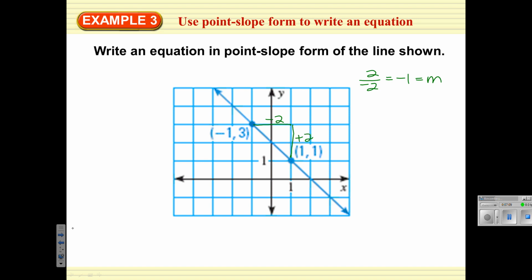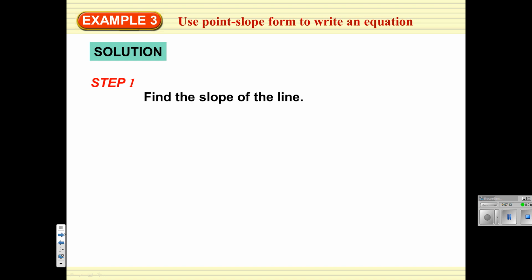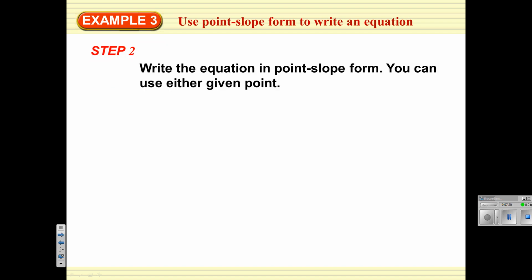The notes here are going to show you to use y sub 2 minus y sub 1 over x sub 2 minus x sub 1. They get the same slope. But if you have a graph, you are welcome to count, as long as you know how to do this if you are just given 2 points. Okay? So we have our slope of negative 1, so we're going to use one of the points.